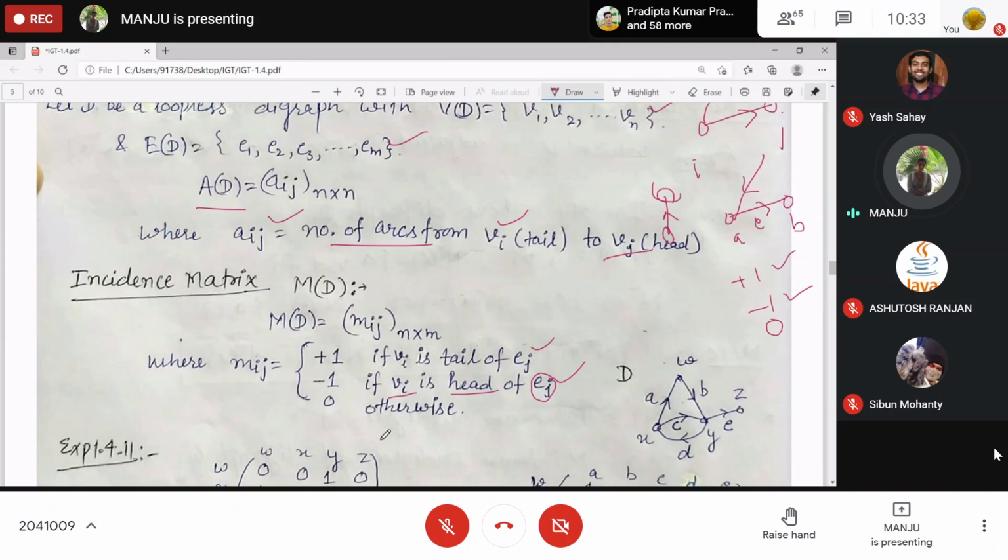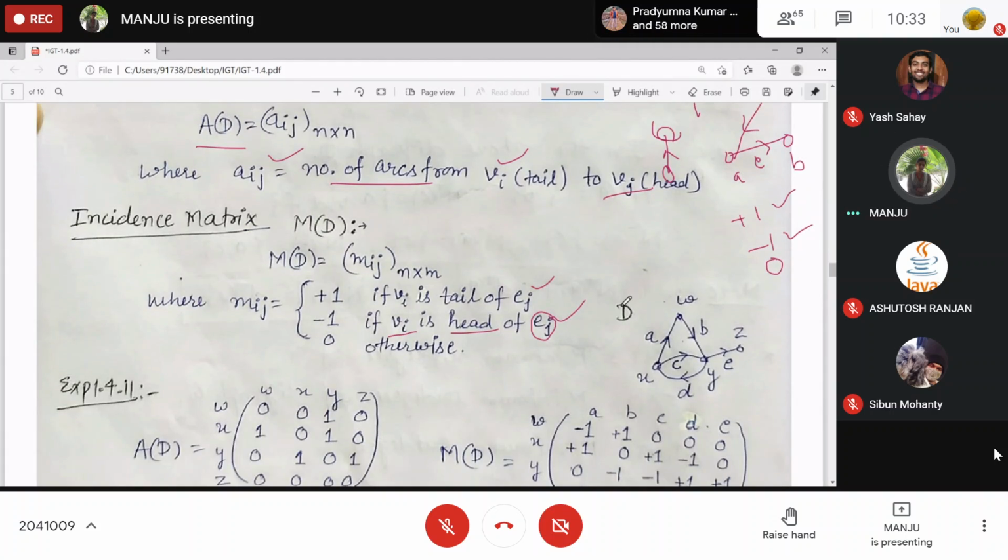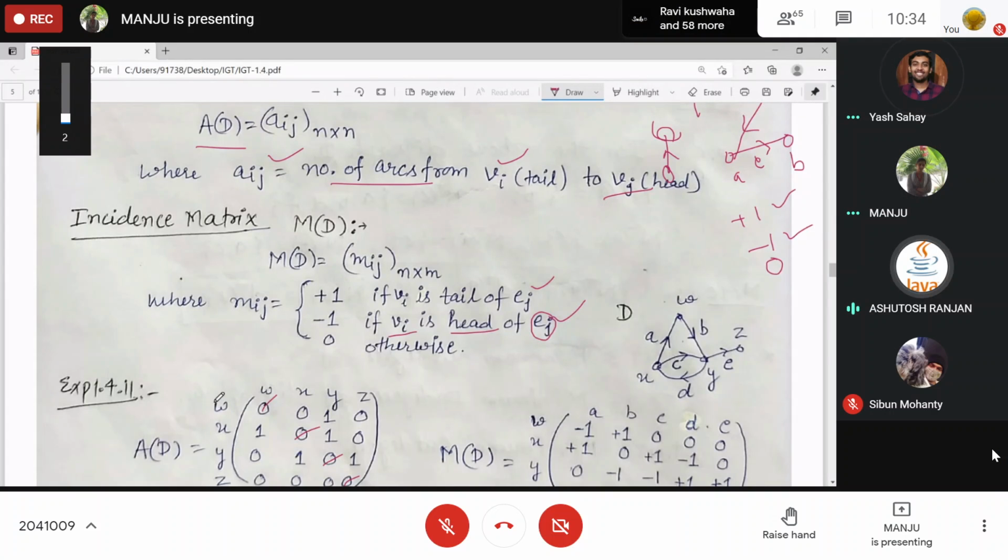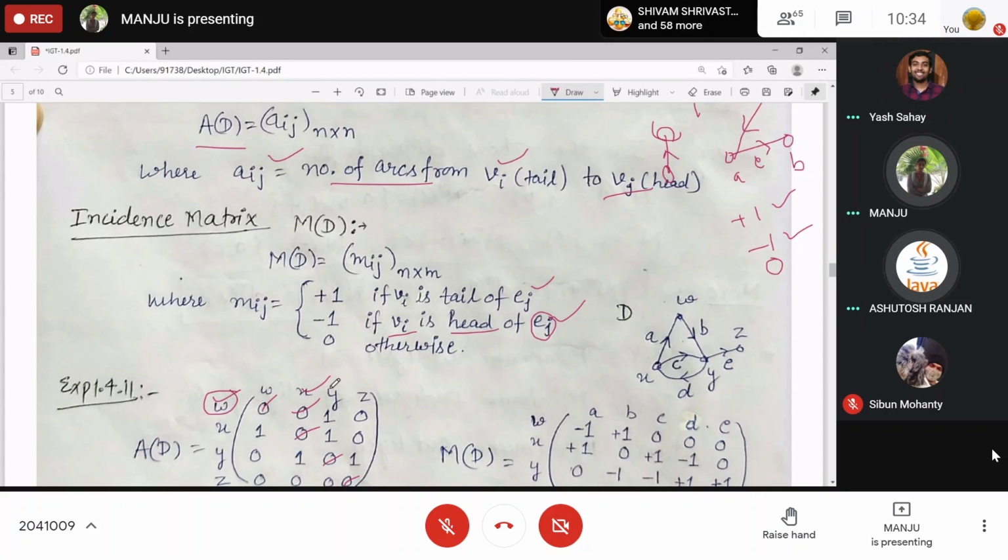If you write W, X, Y, Z for AD, then W to W, X to X are 0, diagonal entries, right? Now W to X. How many edges are there from W to X? 0. No edge from W to X, so 0. W to Y, 1. W to Z, no edge, 0.